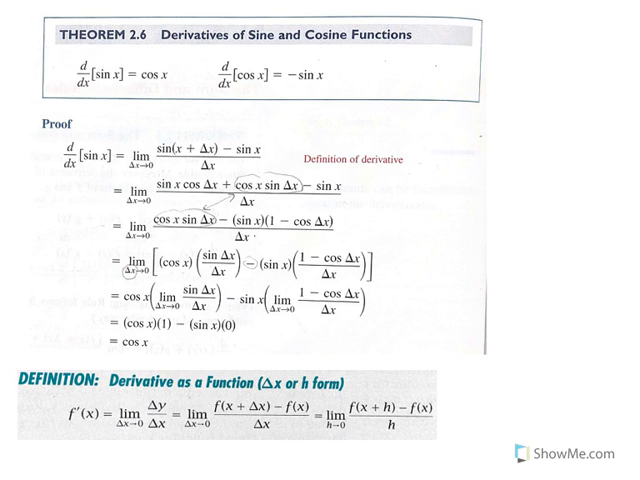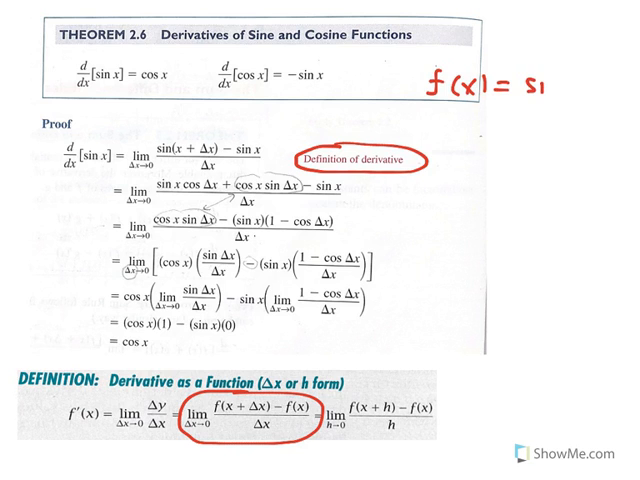How does the proof of this differentiation rule start? It starts with the definition of the derivative that we learned previously in section 3.4, the derivative as a function. We define the derivative of a function as the limit of this difference quotient. So in our case here, our function f of x is going to be sine x.